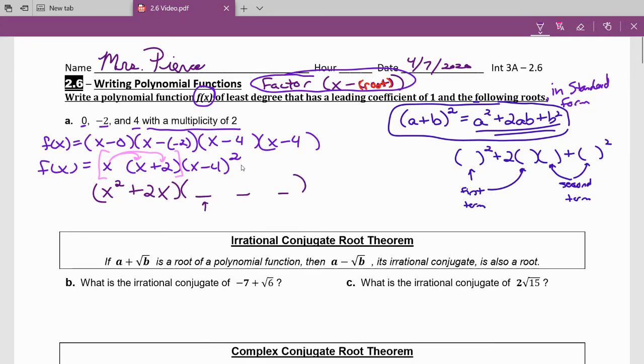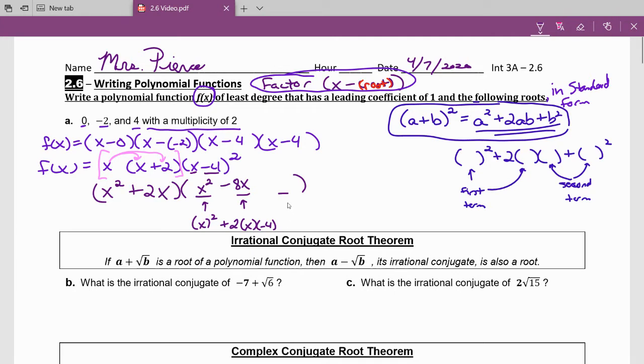If I take my first term, which is x, and square it, I get x squared. The middle term comes from taking 2 times your first term, which is x, times your second term, which is negative 4. The formula is plus 2 times the first term times the second term. So plus 2 times x times negative 4. If I multiply 2x and negative 4 together, I will get a negative 8x.